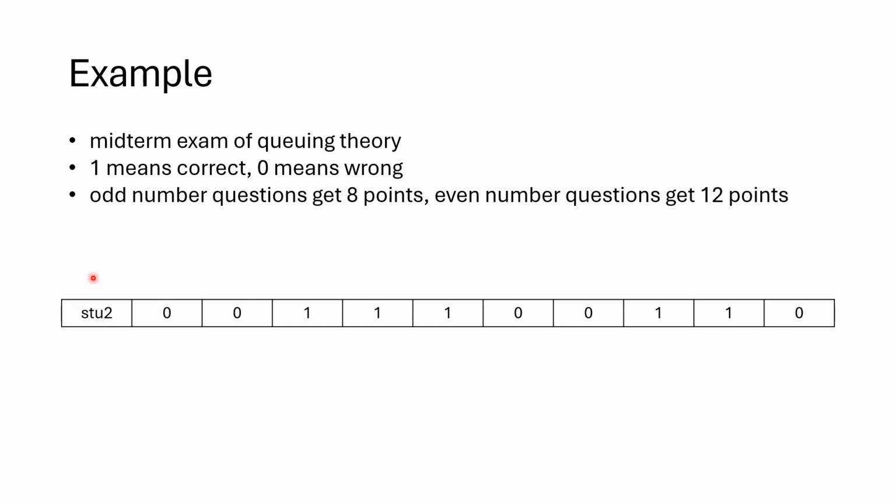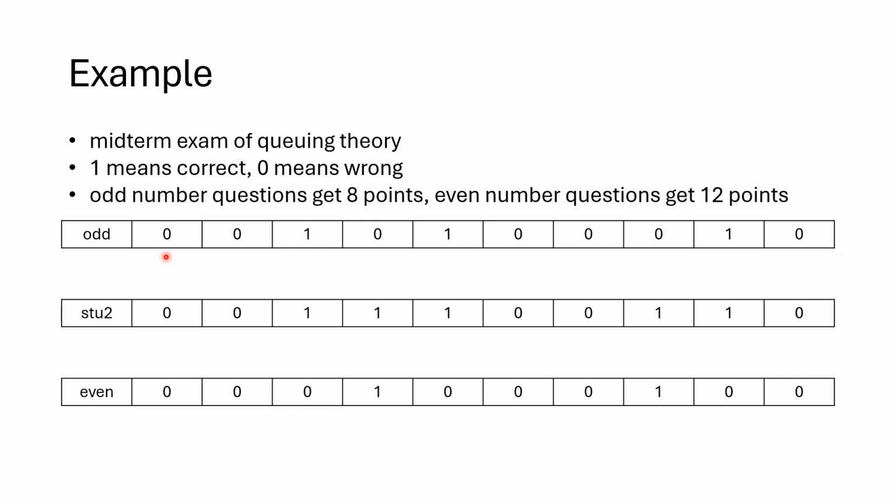And we divide this Bernoulli process into two Bernoulli processes. We can see here that for the odd number questions, we give the outcome to this Bernoulli process, and for the even ones, we give the outcome to this Bernoulli process. So we can calculate the student's score as 3 times 8 plus 2 times 12.